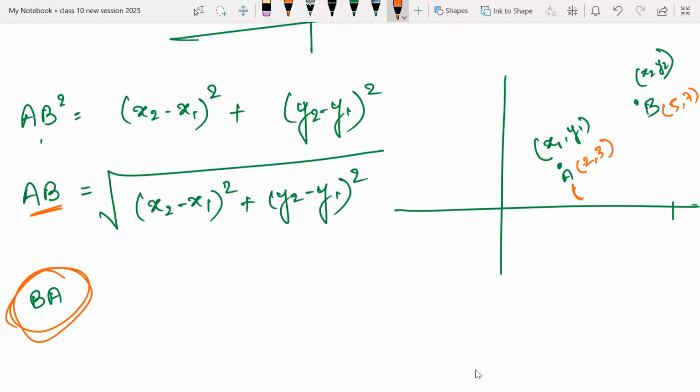Okay, I am taking this one as x2, y2 and the other one as x1, y1. Your answer will not change because you have the whole square over here, this power 2. You do 5 minus 3, or you do 3 minus 5, it doesn't matter at all. Any point you can call x1, y1, any other point you can call x2, y2. Making sense to all of you?